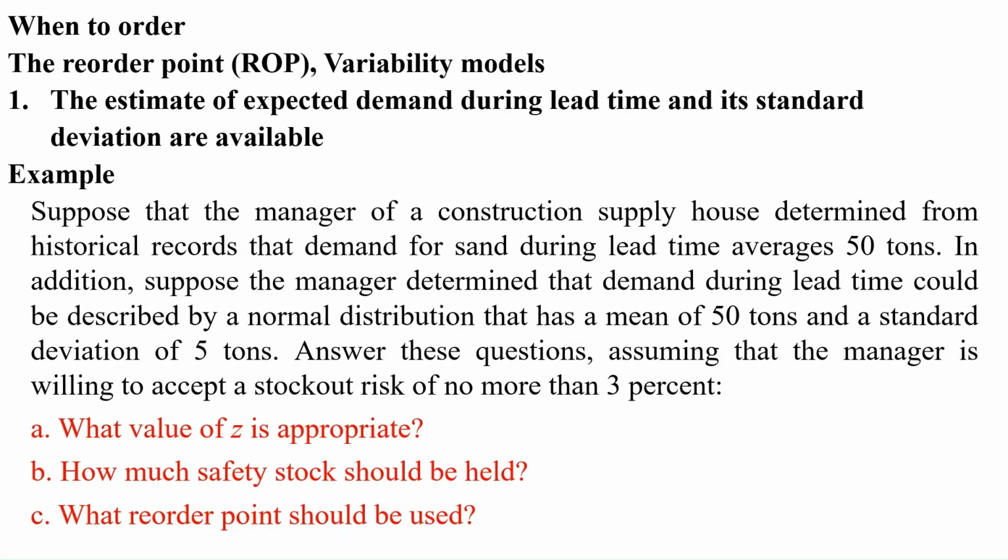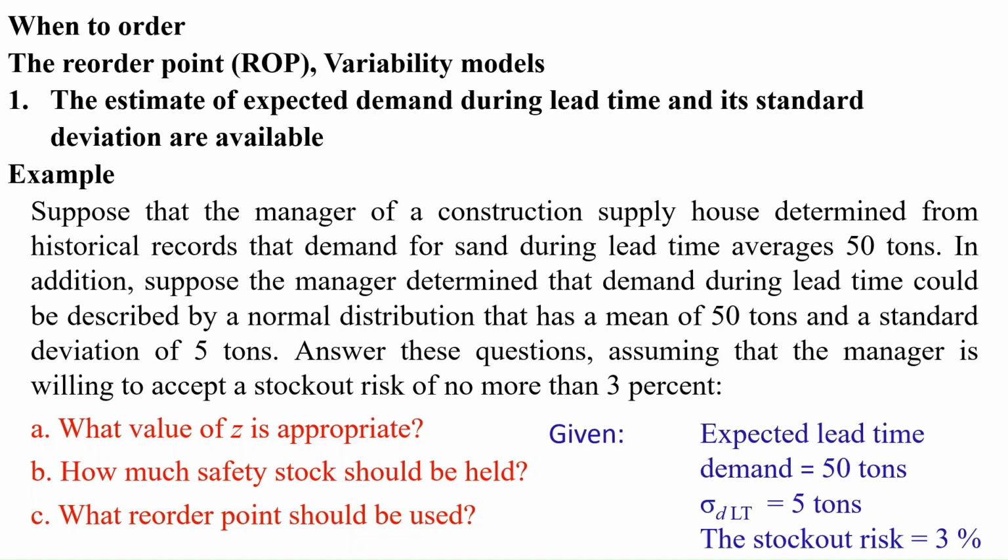What value of Z is appropriate? How much safety stock should be held? What reorder point should be used? The given or expected lead time demand equals 50 tons, sigma DLT equals 5 tons, and the stockout risk is 3%.